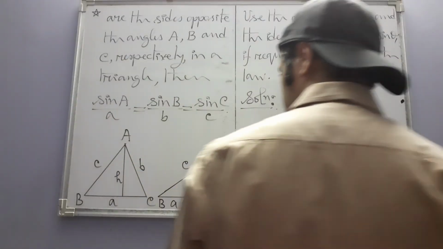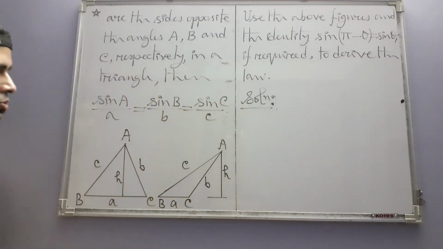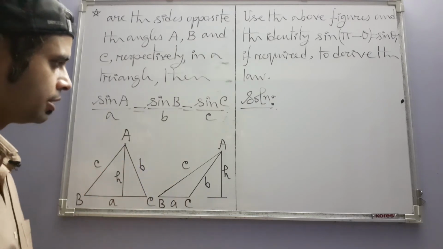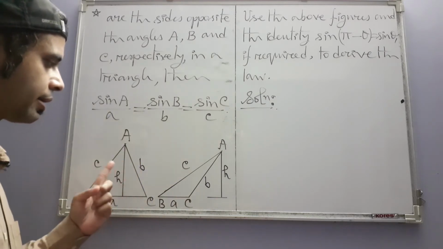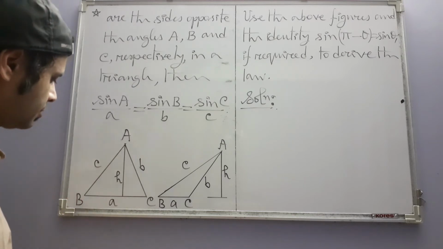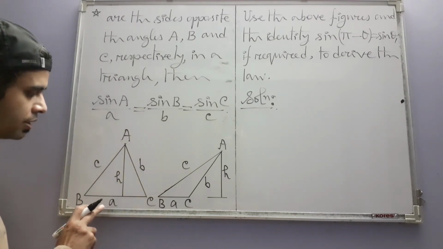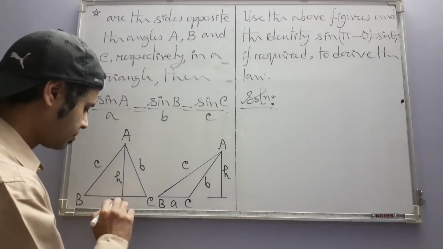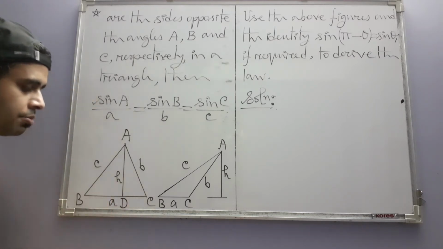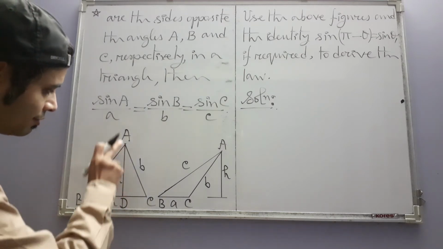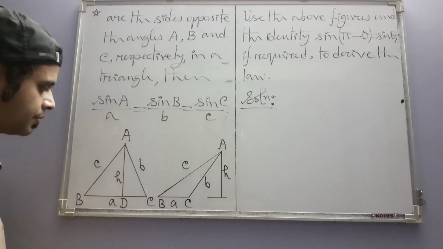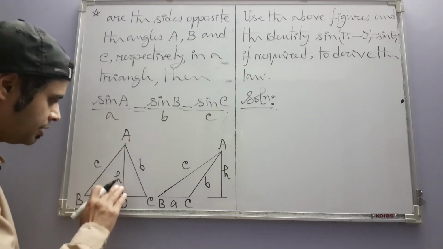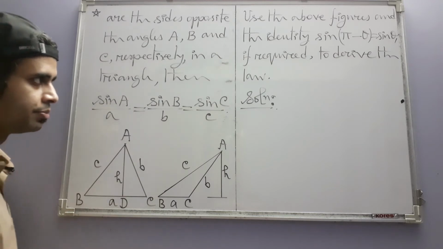So now what we are going to see here is we have to derive this from these two situations. So let us consider the acute angle situation first. We see that we are looking at two right angled triangles here. In order to make things more clear, let me call the foot of this perpendicular D. So that means we are now dealing with these two right angled triangles, ABD and ACD.